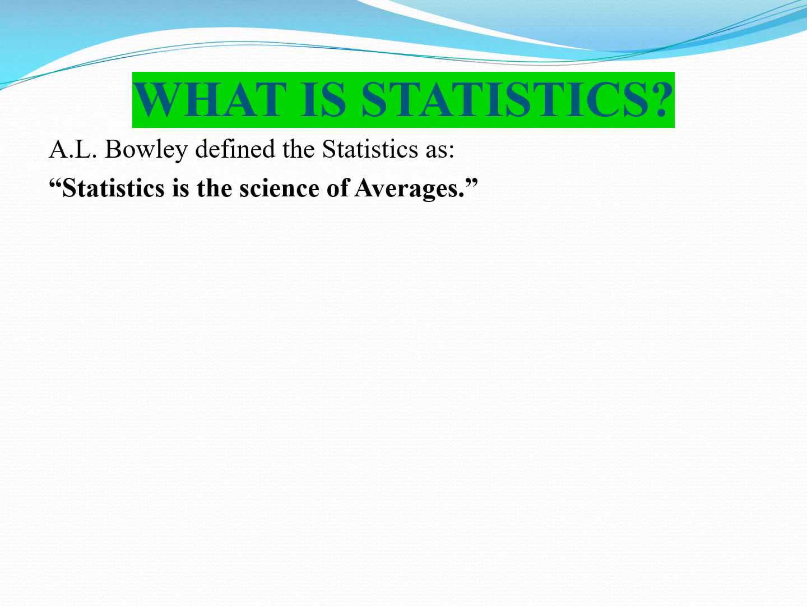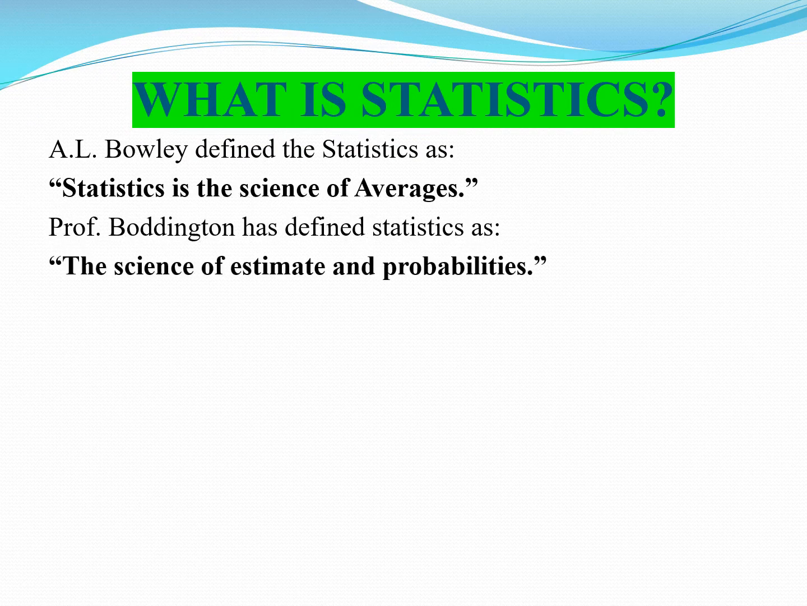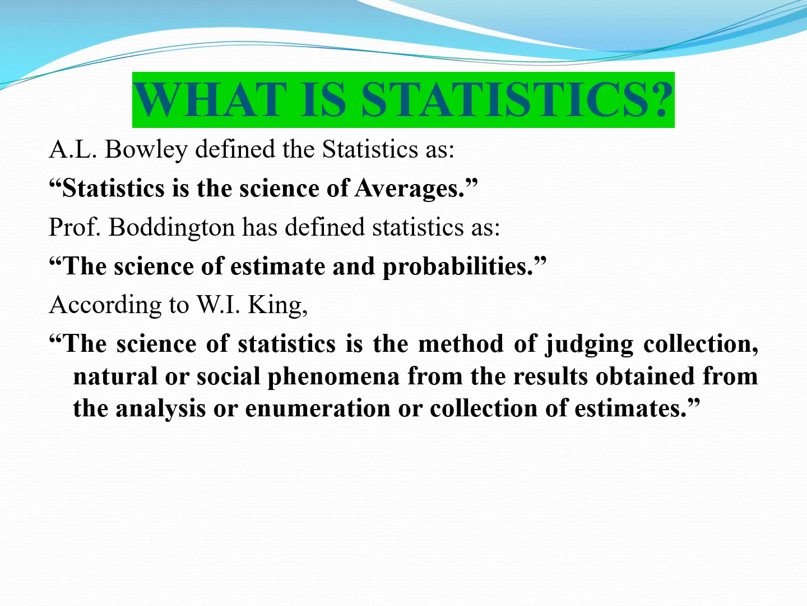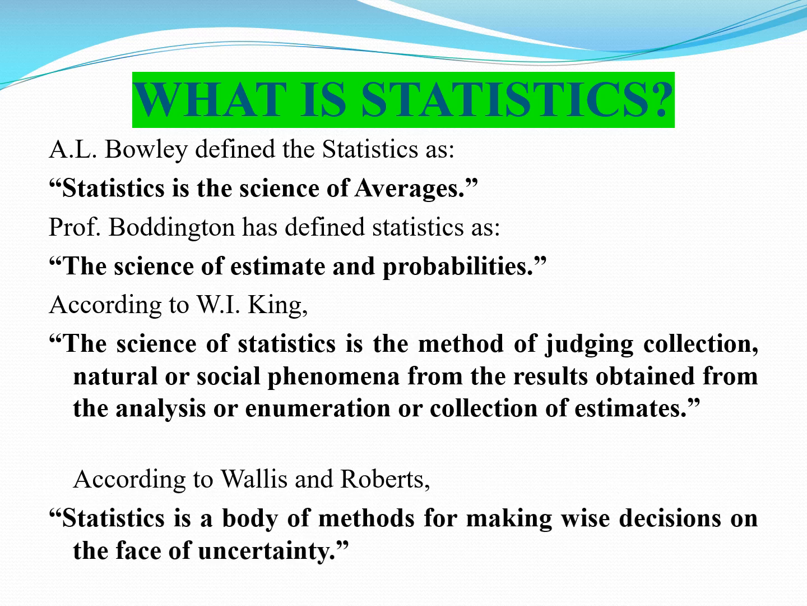A.L. Bowley defined statistics as: statistics is the science of averages. Professor Boddington has defined statistics as the science of estimates and probabilities. According to W.I. King, the science of statistics is the method of judging collective, natural or social phenomena from the results obtained from the analysis or enumeration or collection of estimates. According to Wallace and Roberts, statistics is a body of methods for making wise decisions in the face of uncertainty.